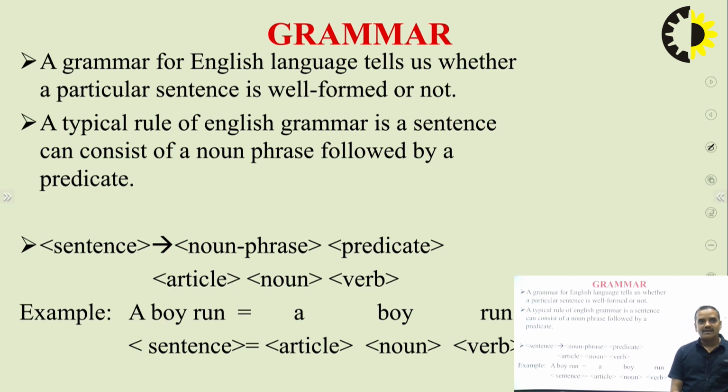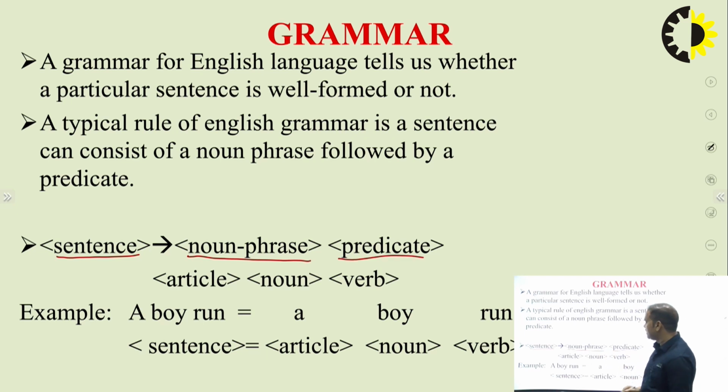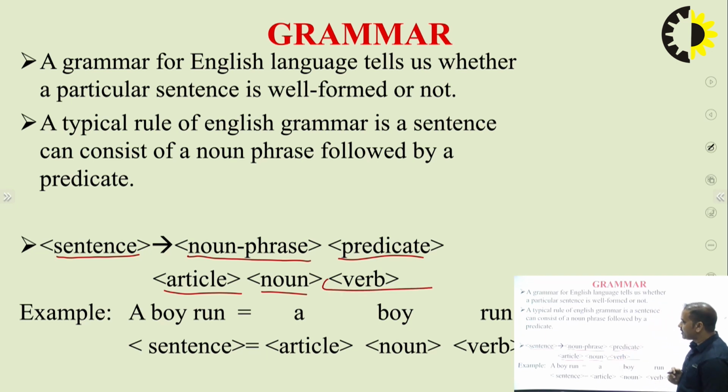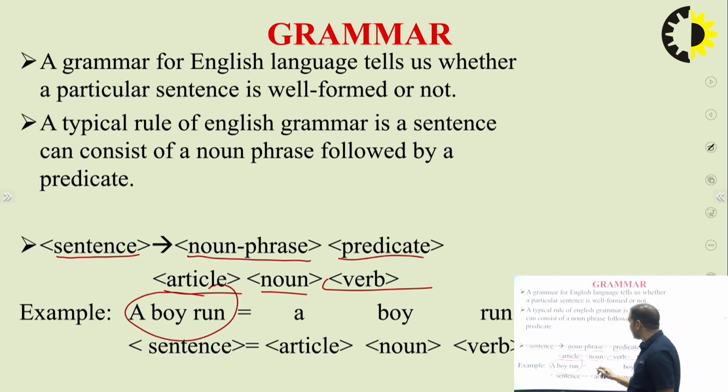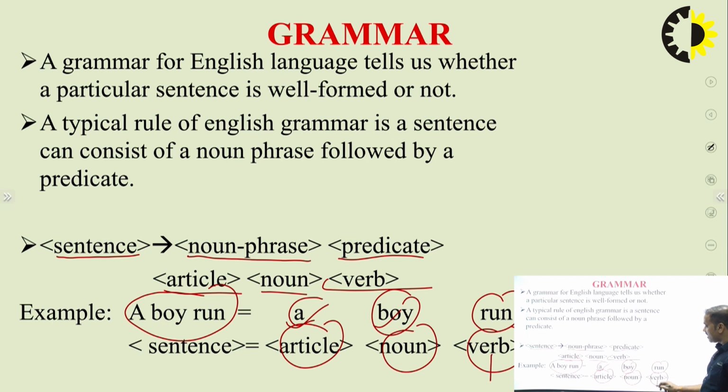A typical rule of English grammar is that a sentence can consist of a noun phrase followed by a predicate. That means each sentence has a predicate and a noun phrase. This is an example of a sentence. Sentence is converted into noun phrase and predicate. Then noun phrase is converted into article and noun, and predicate is in the form of a verb. By using the grammar, we have to convert the given sentence into symbols. That means in "a boy run", a is an article, boy is a noun, and run is a verb. This is a variable, this is another variable, and this is another variable. We denote all these terms by using variables, and those variables are denoted by terminals.